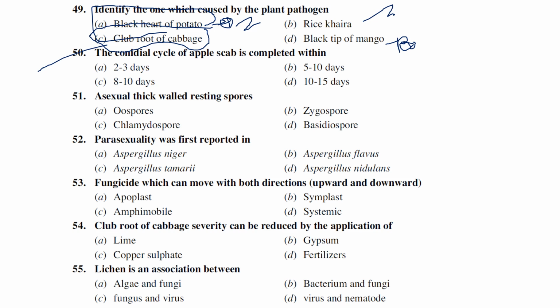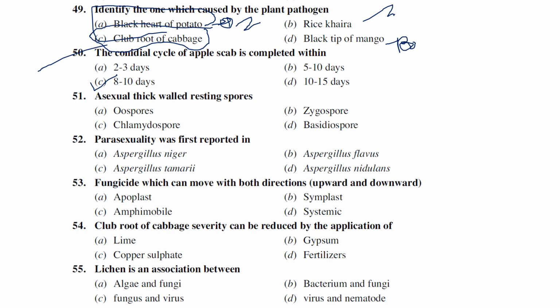The next one. The conidial cycle of apple scab is completed within. So the conidial cycle of apple scab is generally completed within 8 to 10 days in infected, that is fallen leaves. This is actually what happens.